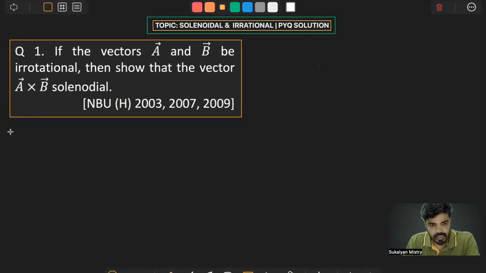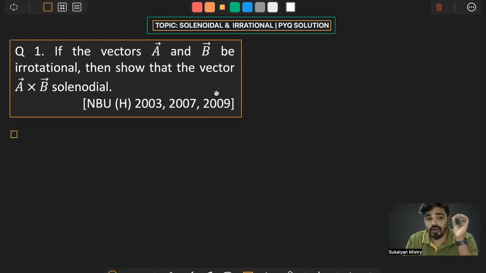Let us consider this example. If the vectors A and B are irrotational, then we have to show that A cross B is solenoidal. This question was asked in the North Bengal University Honors Exam 2003, 2007, as well as 2009.